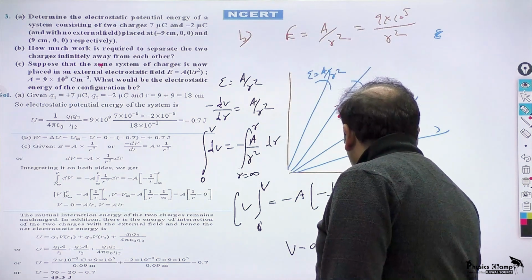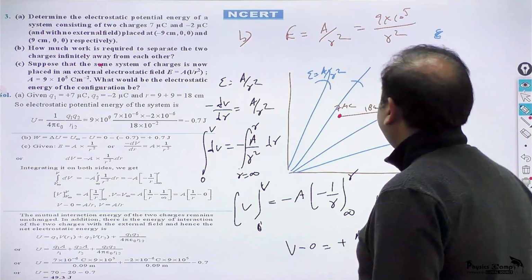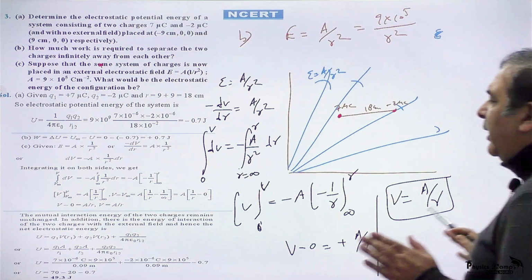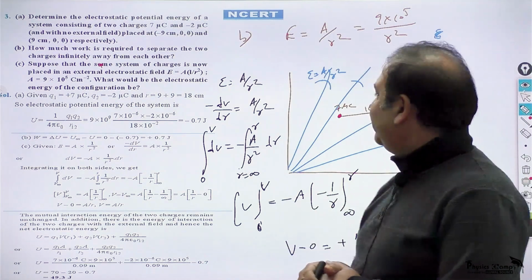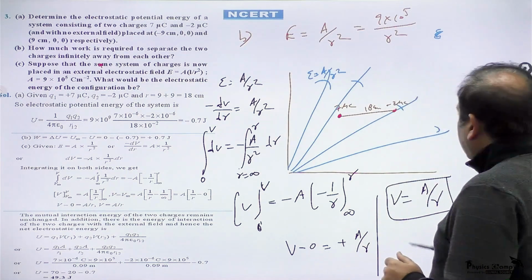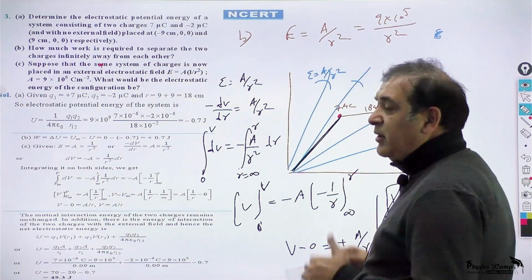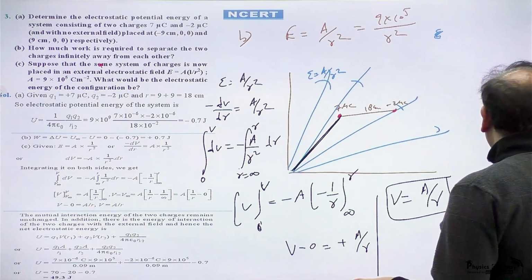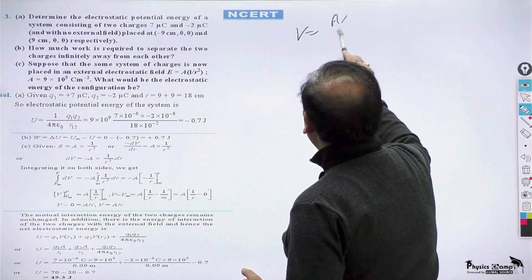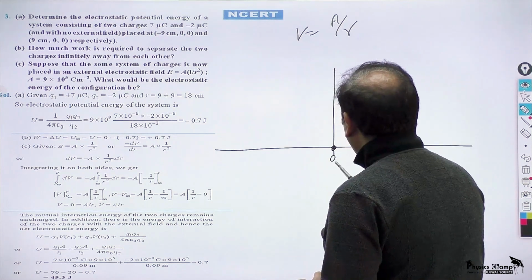It means I have a relation: potential at a point is A by R. So the potential at a position is A by R. And here at a distance, say R1, with respect to the origin I would take, the potential at a place is A by R.